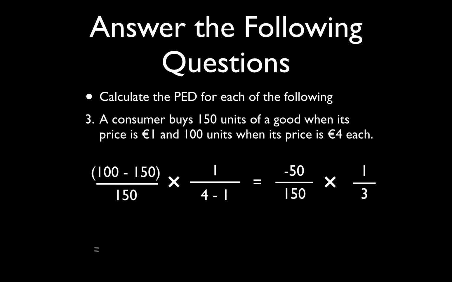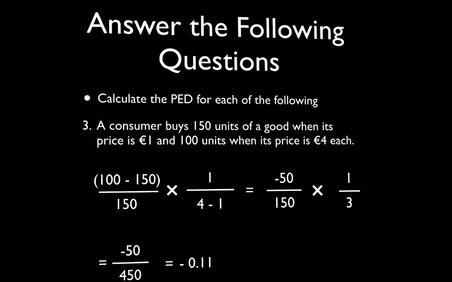So we have minus 50 times 1 equals minus 50 in the numerator, and then 150 times 3 equals 450 in the denominator. Minus 50 divided by 450 equals minus 0.11111. I think I'm correct there. Forgive me if I'm not.